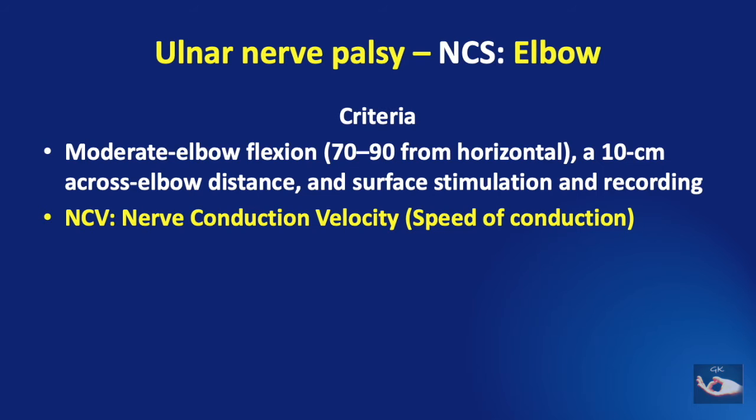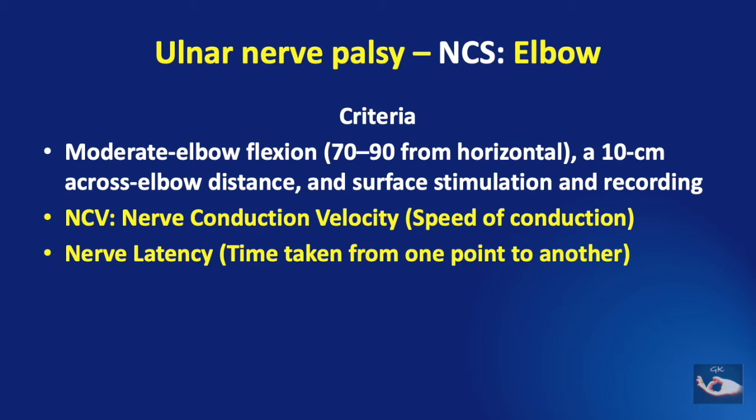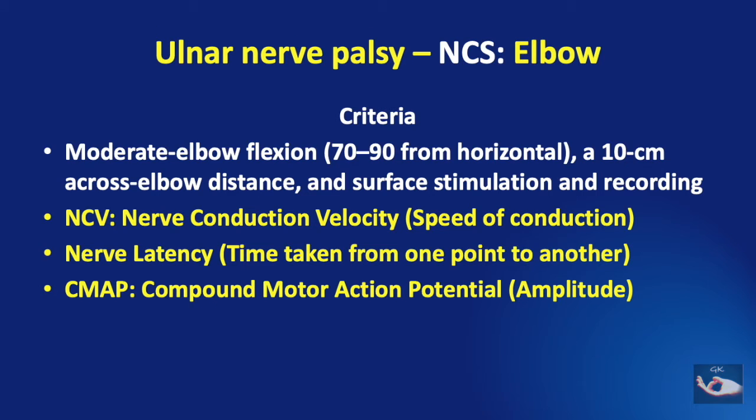When the nerve conduction study is done, the following 4 criteria are analyzed: the nerve conduction velocity, that is the speed of conduction; the nerve latency time, that is the time taken for the impulse to pass from one point to another, and this is sometimes known as DML or distal motor latency; and the compound motor action potential, or CMAP, created at the muscle that is innervated by the nerve. That is, the amplitude of this CMAP is measured and the configuration of this CMAP is also measured.